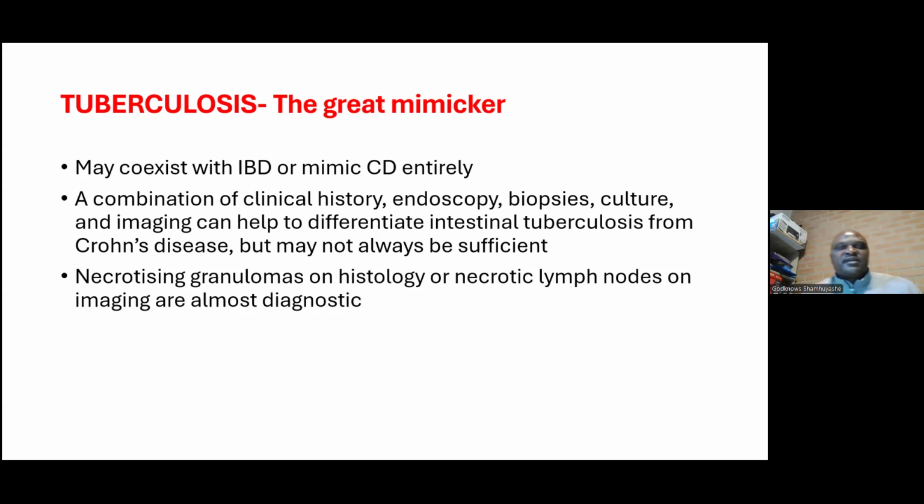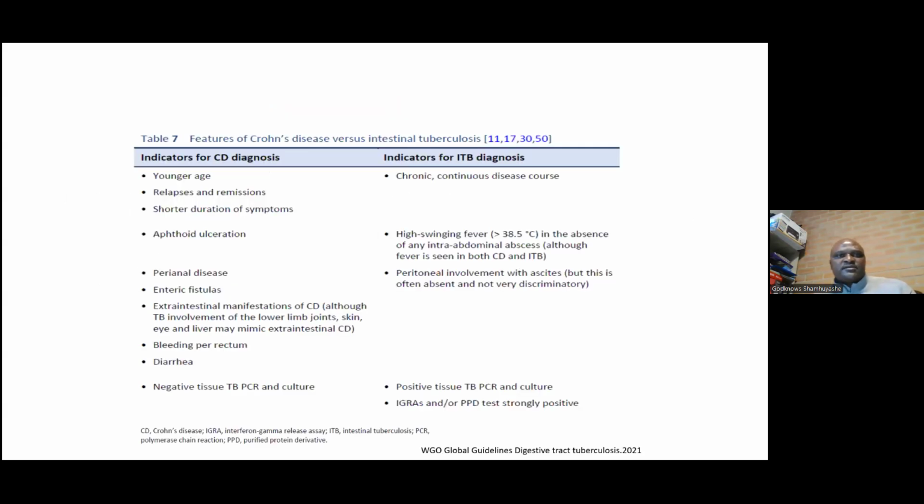So you might have necrotizing granulomas on histology, or necrotic lymph nodes on the imaging, of which those are almost diagnostic. So this table shows some of the features of Crohn's disease versus intestinal TB, of which with Crohn's, it tends to happen in the younger age. They have a relapsing and remitting course with short duration of symptoms. The patients might have ulcerations and also presence of perianal disease with fistulas, and you might have extra-intestinal manifestations of Crohn's. And also, if you do a tissue TB PCR, it's negative.